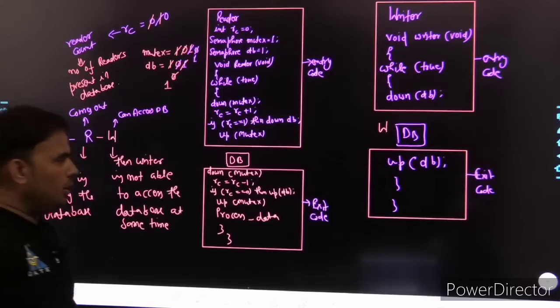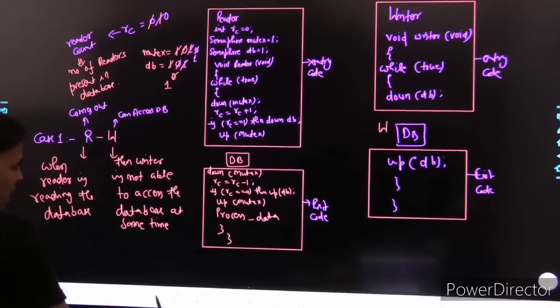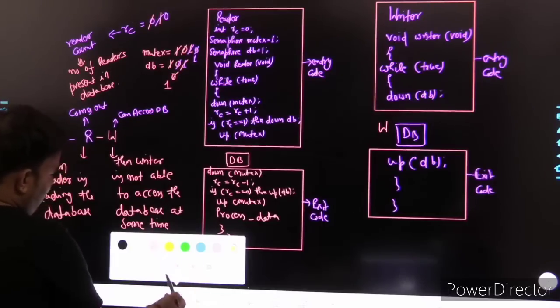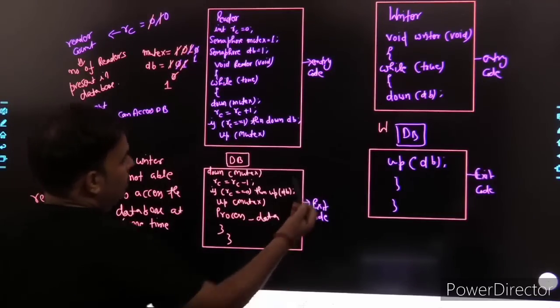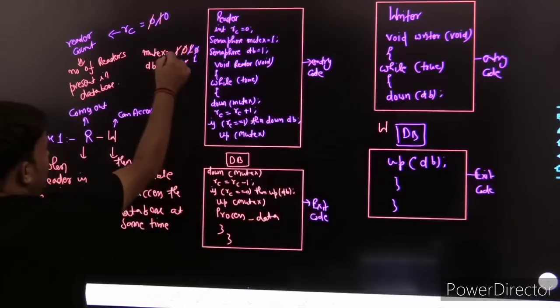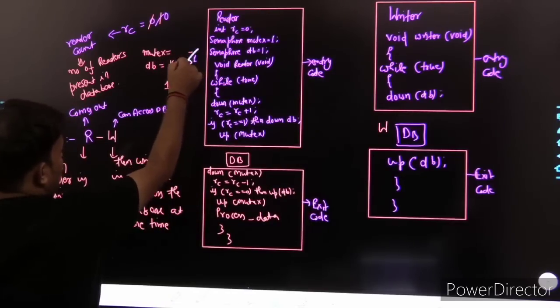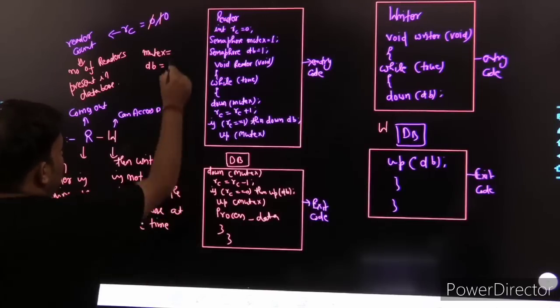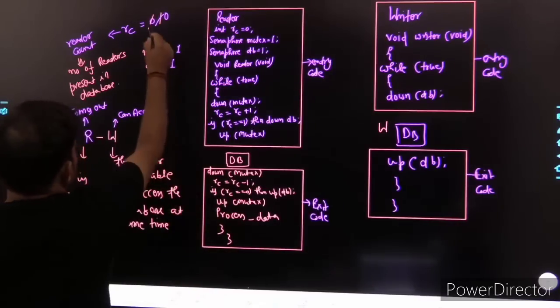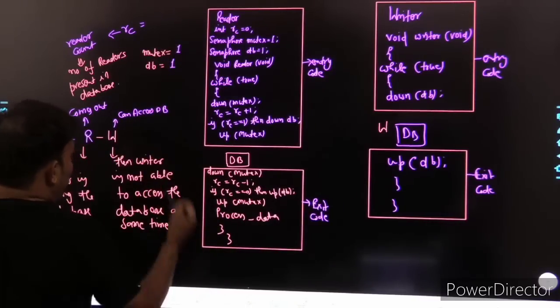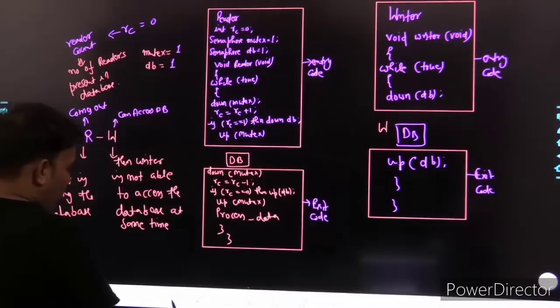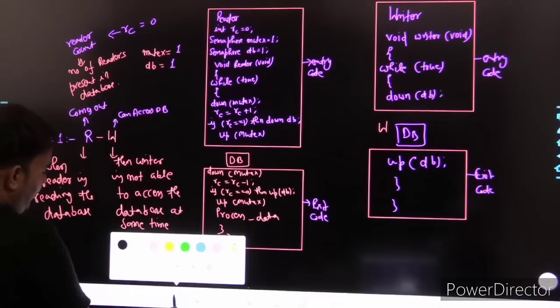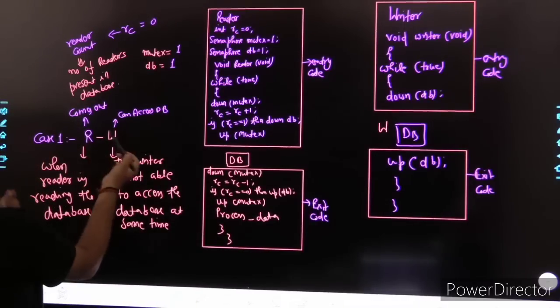I hope you have noted down this one. So now I am going to explain the second case. I will take each and every case, don't worry. First I am going to make everything just like the initial state. So here mutex is 1, db is 1. The RC value needs to be 0 initially, meaning no reader is inside the database. Okay, so this is the first case.